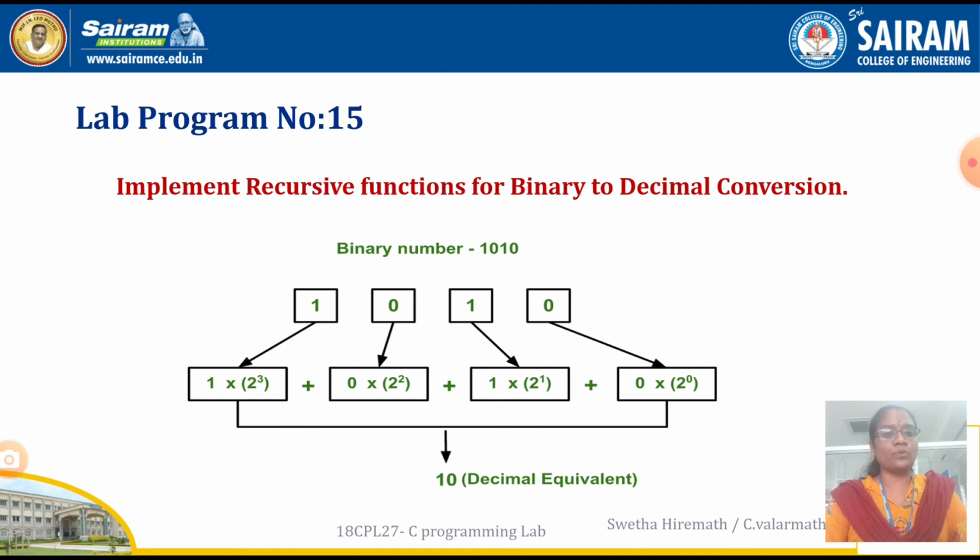Then the next value, 1 into 2 to the power of 1 is 2, because 2 to the power of 1 is 2, and 2 multiplied with 1 gives 2. Then for the third digit, you will get 0. For the fourth digit, you will get 1 into 2 to the power of 3. The value of 2 to the power of 3 is 8, and 8 multiplied with 1 gives 8. Finally, 8 and 2 will be added, so you will get 10 as the decimal equivalent value. Likewise, every binary digit will be calculated and converted into a decimal value.